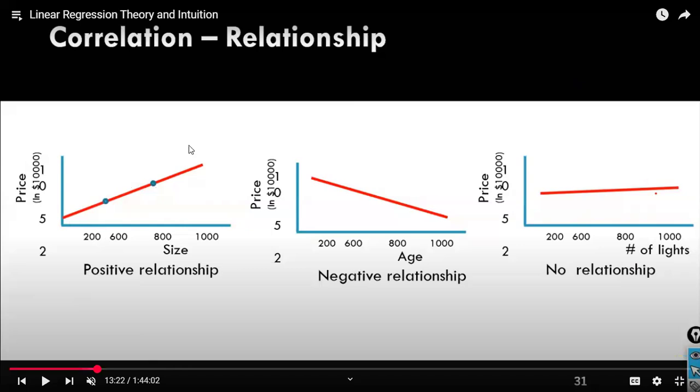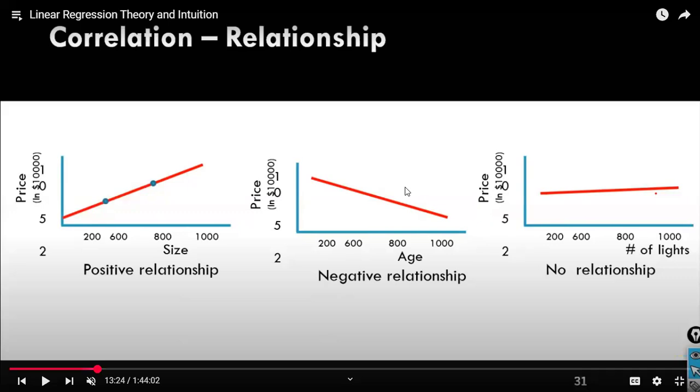Is that correct? See, when the size is, let's say, 400 square feet, the price is this much. When the size is 800, the price is this much. When the size is 1000, it goes higher. So in this case, both the size and price, these two quantitative variables, are linearly correlated. It has a positive relationship because it goes in the upward direction. Not necessarily does the line have to go upward. There are some cases where the line can go in the downward direction also.